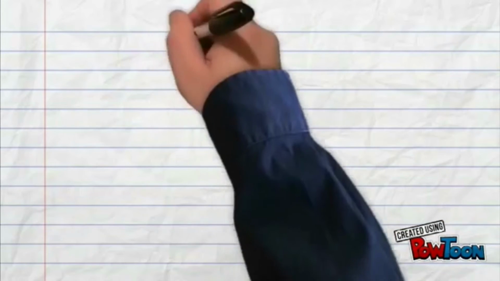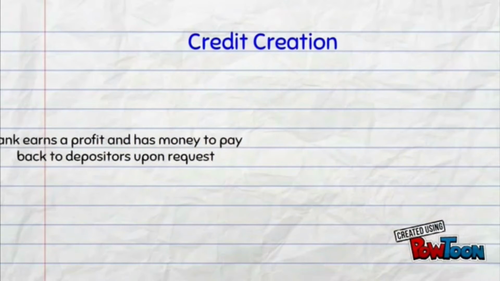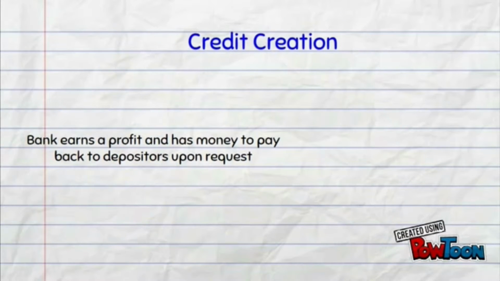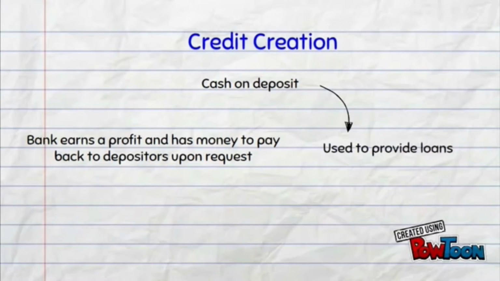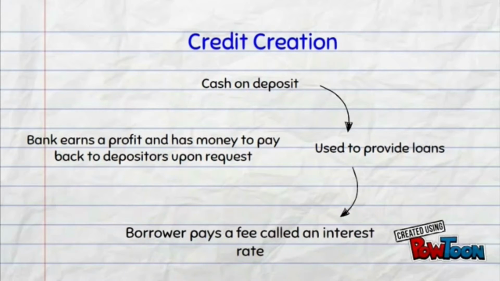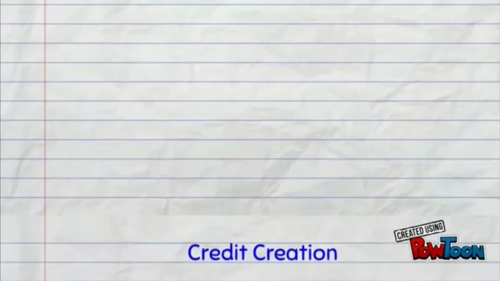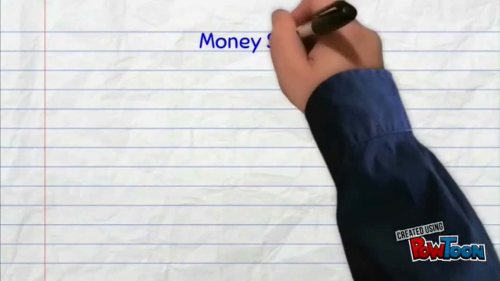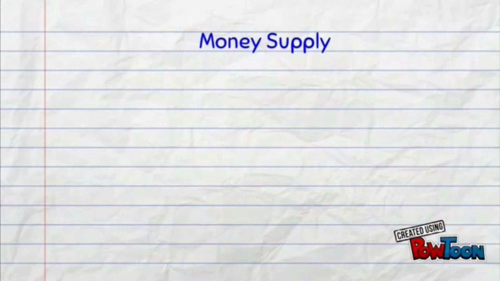To become profitable, banks can create credit to meet the needs and wants of its customers. Banks presume that all those customers that have placed cash on deposit will not all recall their money at the same time. Therefore, they can use a certain percentage of their deposits to lend money to other customers and charge a fee for this service called an interest rate. In creating credit, banks are increasing the money supply of an economy.